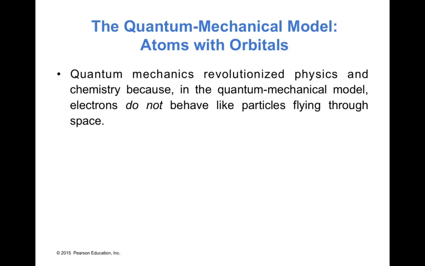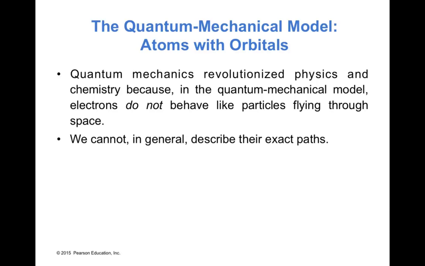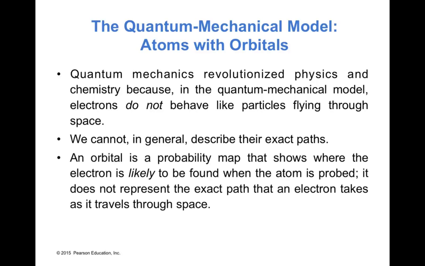Quantum mechanics revolutionized physics and chemistry because in the quantum mechanical model, electrons do not behave like particles flying through space. We cannot, in general, describe their exact paths. An orbital is a probability map that shows where the electron is likely to be found when the atom is probed. It does not represent the exact path that an electron takes as it travels through space.